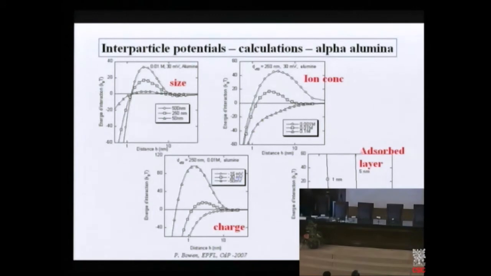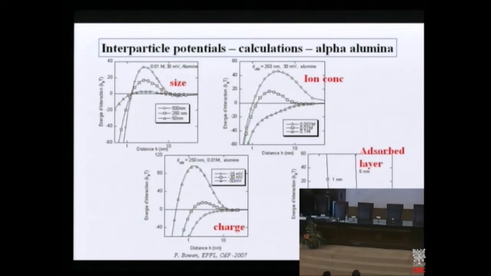Okay, how can we use these? So, when I started working in dispersing ceramics about 20 years ago, everybody said, okay, 30 millivolts is what you need to disperse a ceramic. And this is something which quite a lot of people still use as a rule of thumb. But really, it's very, very difficult to know what you need. So we have an effect of size, ionic concentration, charge, and adsorbed layer.